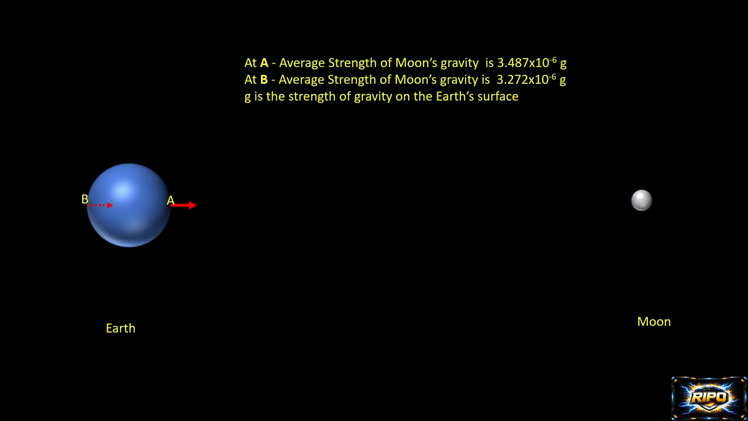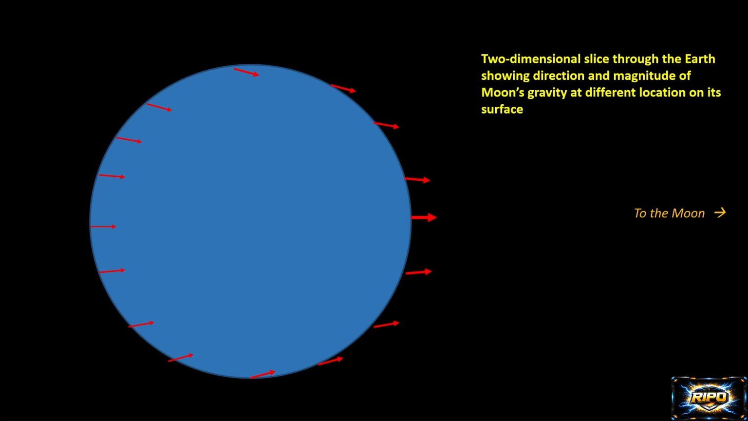Most people are familiar with the tides caused by the moon. This is due to the fact that the average strength of the moon's gravity is different on the side facing the moon than on the side of the Earth facing away. If we take a two-dimensional slice through the Earth, this shows the direction and the magnitude of the moon's gravity. And you can see, not only does it vary in strength, being stronger on the side closer to the moon, it also varies a little in direction.